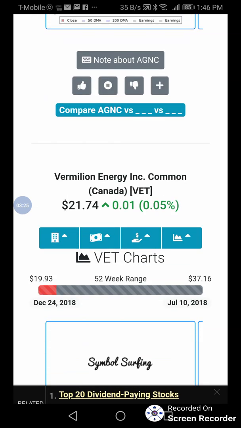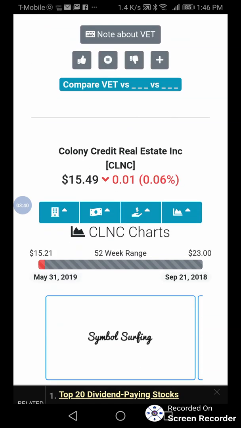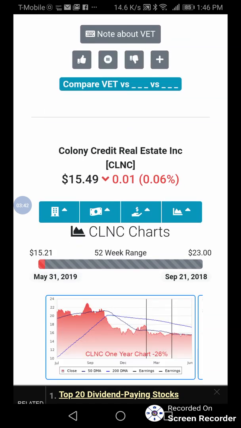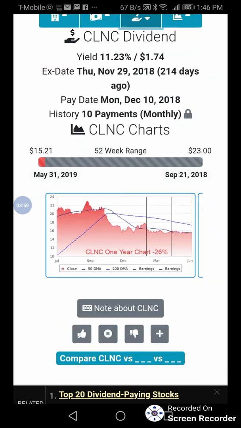And this is where you just cycle down through here. I know Vermilion Energy is a Canadian company, which is okay, but it's also in the oil industry, which I tend to shy away from because of previous bad luck in that particular industry. REITs and real estate typically pay high dividends for investors, and this might be one you might look at. So this one's paying 11.23%, $1.74 per share. And we'll talk about these other dates here as we roll along. So that's one you might look at.